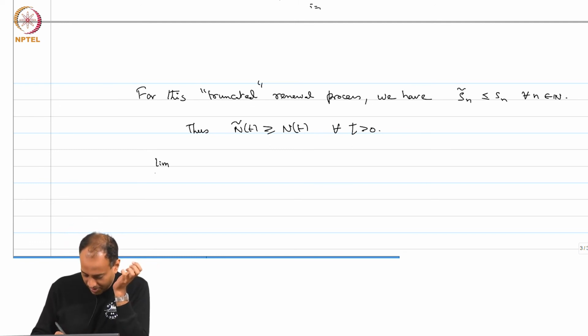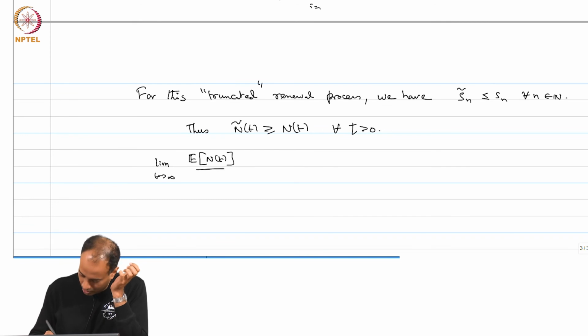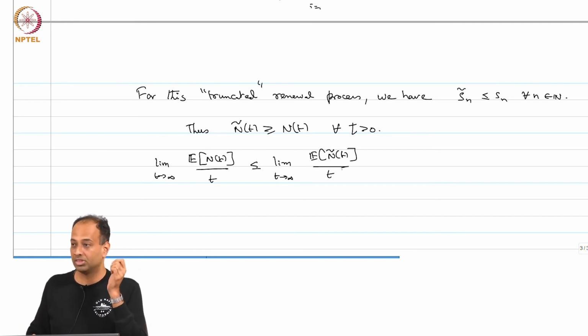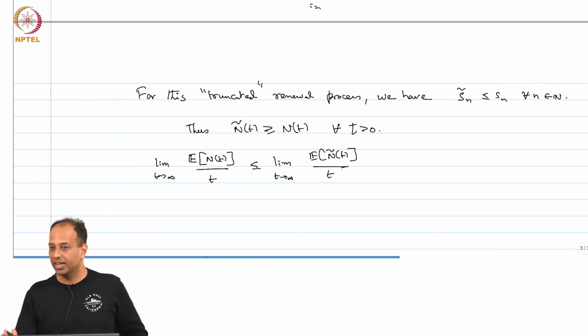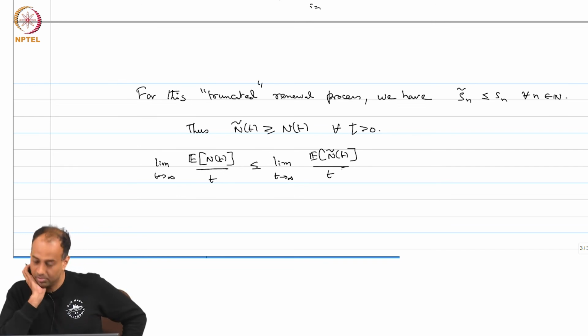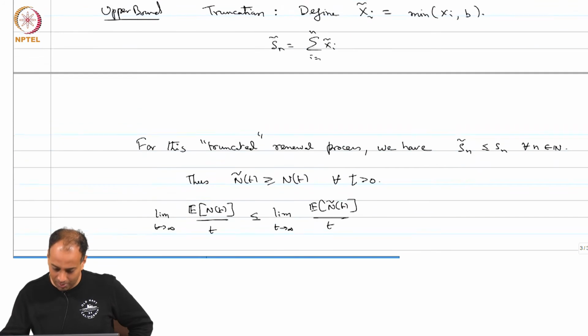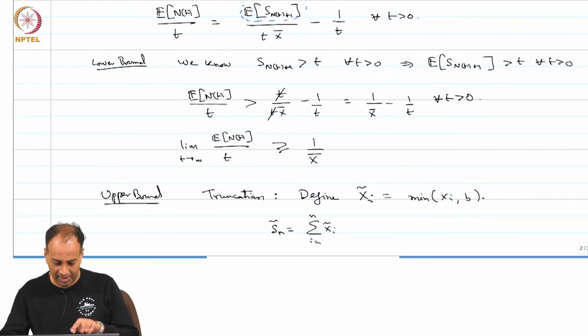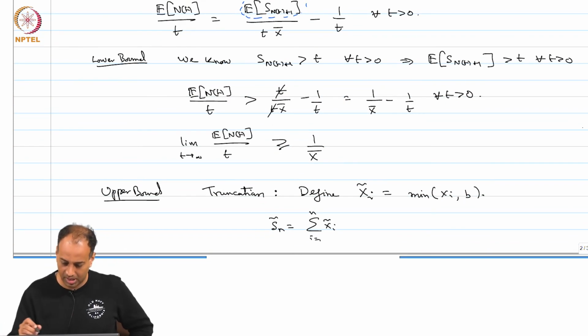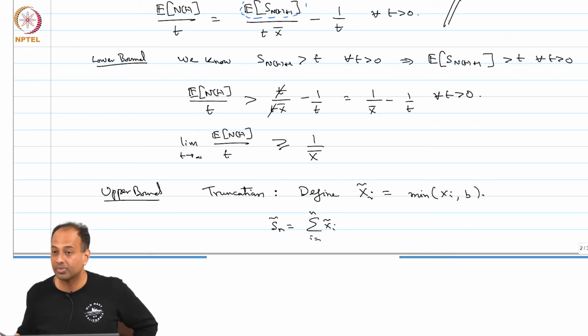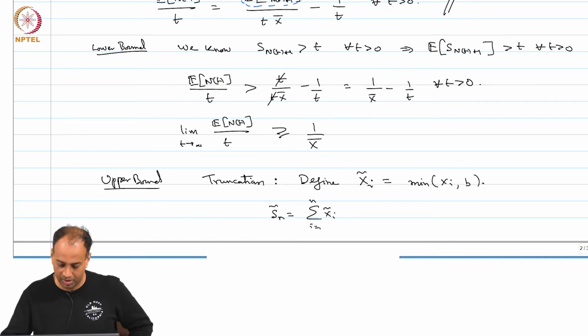So, limit t tending to infinity, expected Nt over t is less than or equal to limit t tends to infinity, expected N tilde t over t. This relationship is true for every t, so it has to hold in the limit, correct. Now, you do the same Wald trick. So, you have this equation for expected N t over t, and you copy that down for the tilde process.